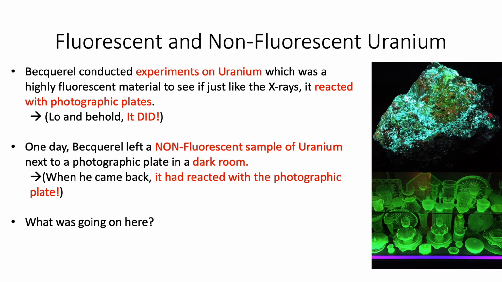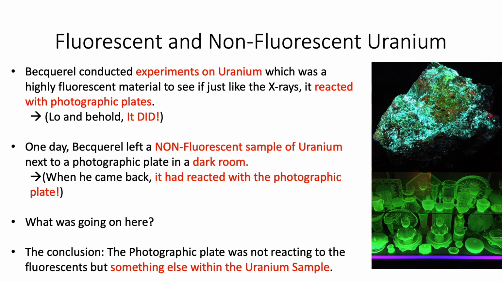What was going on here? Becquerel thought that it was the fluorescence from uranium that was reacting with the photographic plates and not something else. But the fact that the non-fluorescent sample of uranium reacted with the photographic plate gave him a conclusion. And the conclusion was that the photographic plate was not reacting to the fluorescence, but something else within the uranium sample.